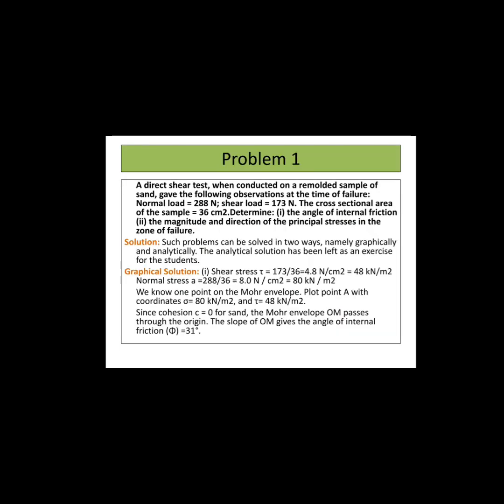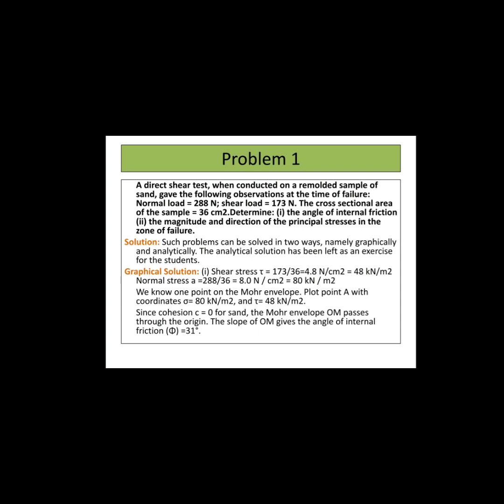Now let us look into a problem. A direct shear test, when conducted on a remolded sample of sand, gave the following observations at the time of failure. Normal load is 288 newtons, shear load is 173 newtons, the cross-sectional area of the sample is 36 cm square. Determine the angle of internal friction, magnitude and direction of the principal stresses in the zone of the failure.